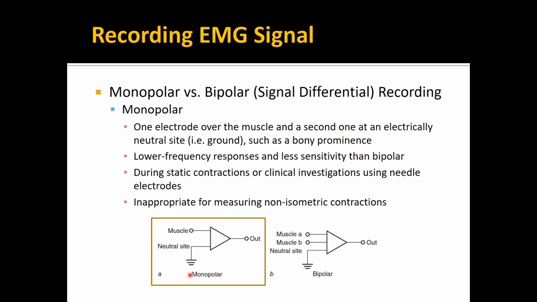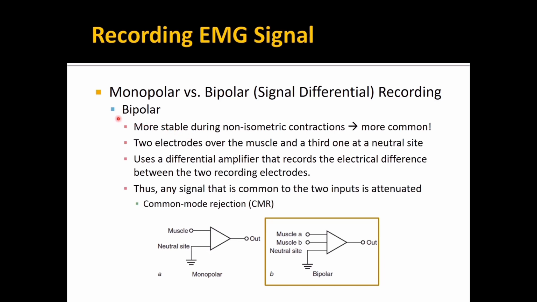And this is an example of, again, monopolar recording. We have one electrode placed over the muscle, and the second electrode is placed at the neutral site, or ground. Bipolar recording is more stable than the monopolar recording during non-isometric contractions, so this is more common compared to the monopolar recording.